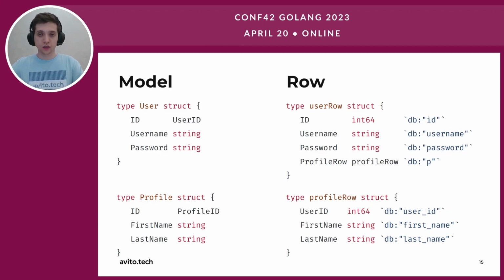On the left side of the slide, you can see the main view of the model, and on the right side, you can see the database view of the model. And you see that it's different. And the repository helps us to hide it.